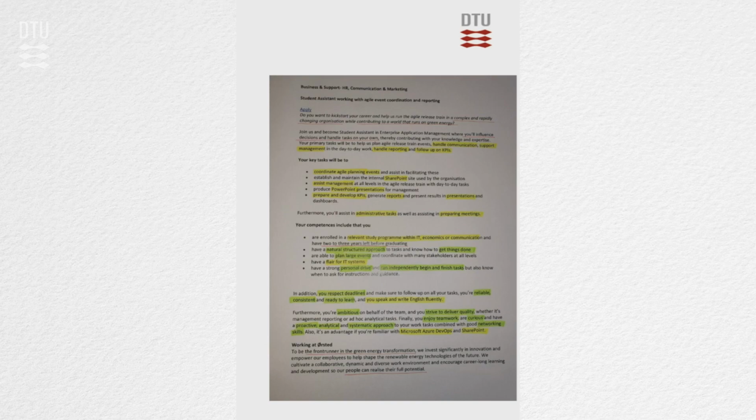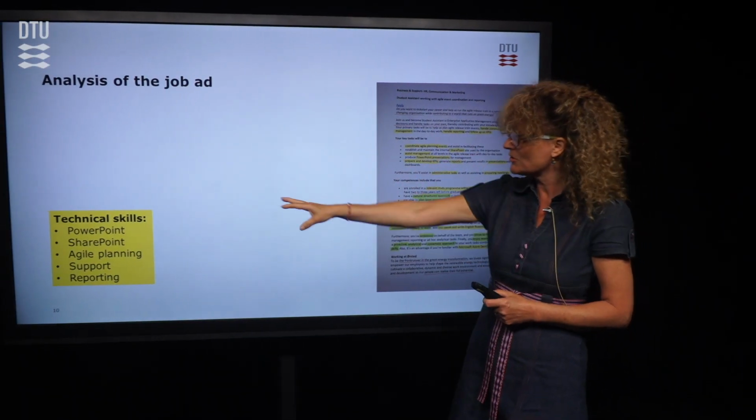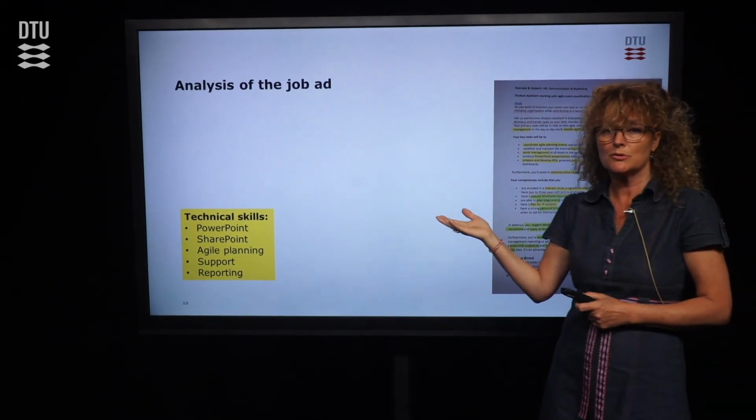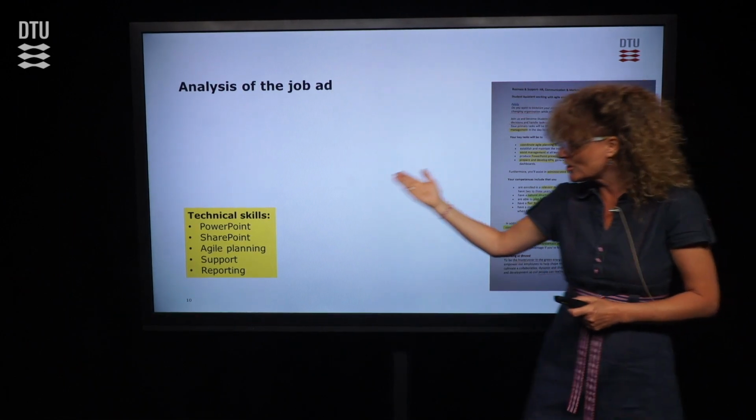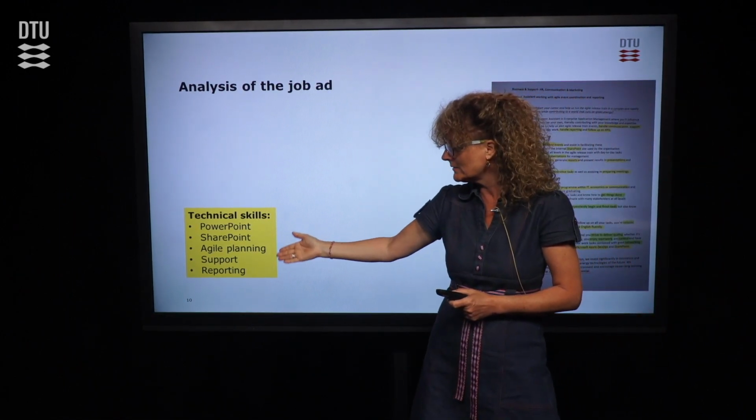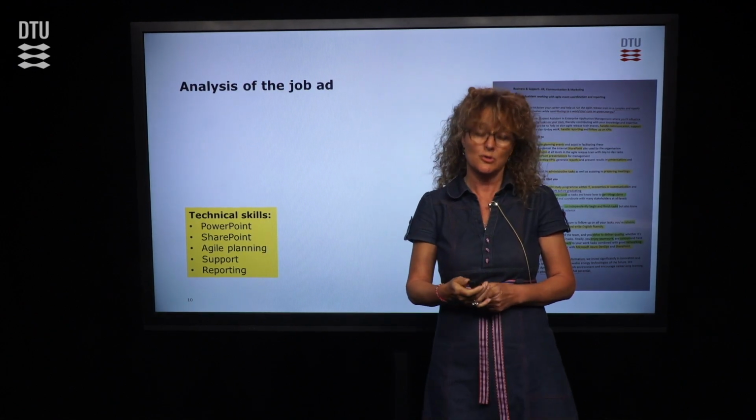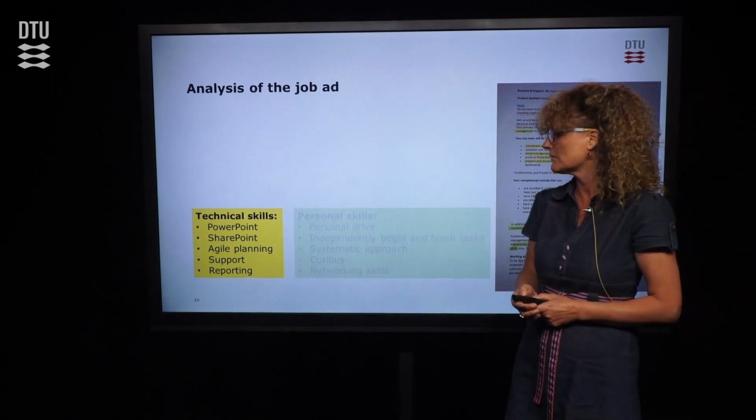Regarding the company, I underlined that with red. So I've taken some of the technical skills out, showing that they need somebody who is able to deal with PowerPoint presentation in this case, about SharePoint, agile planning, that you can support other people, and you can do the reporting. That's the technical skills, or some of the technical skills.